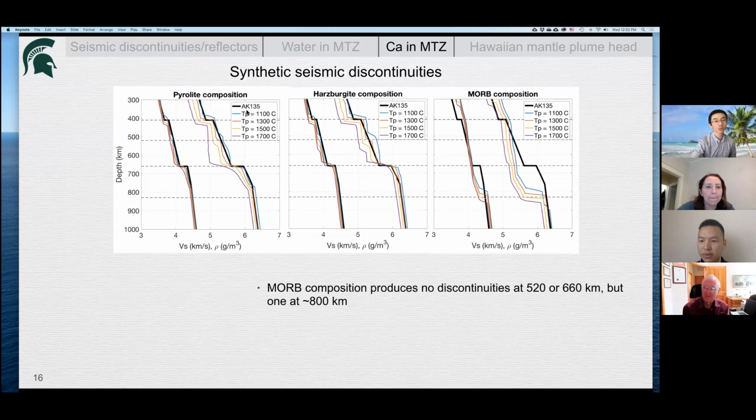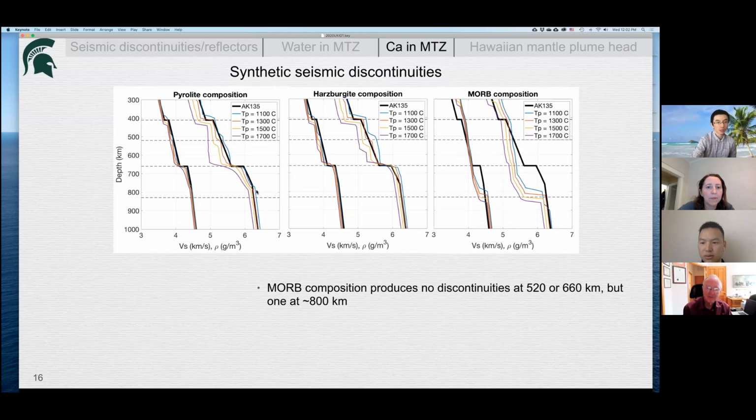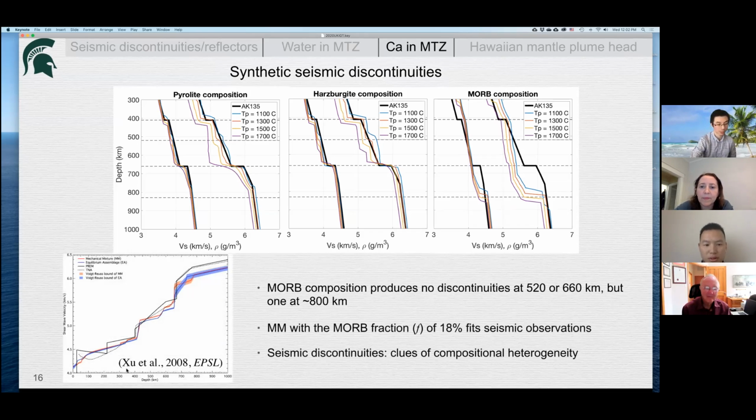Sure. That's why we tried different compositions. The black curve is AK135, which is a global 1D model, and what you can see here is that it matches the pyrolite composition prediction fairly well. This is also from a paper by Xu et al. more than 10 years ago. So I think either pyrolite or this mechanical mixture model can reasonably explain the general picture of the lower mantle.